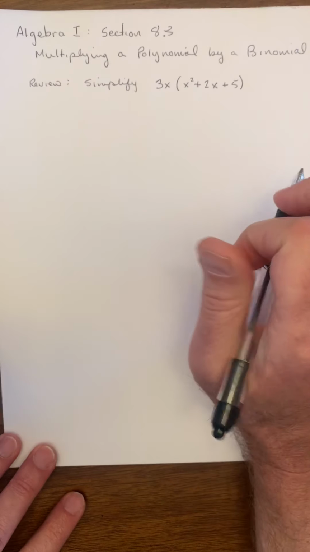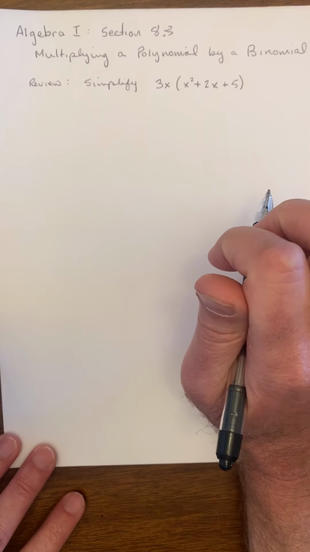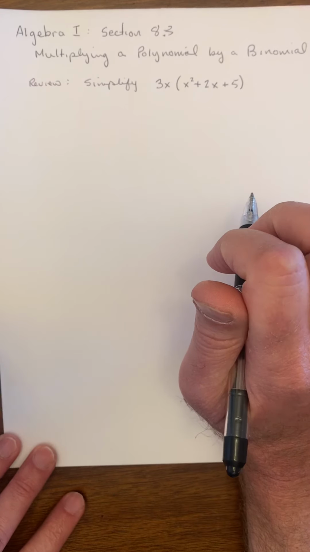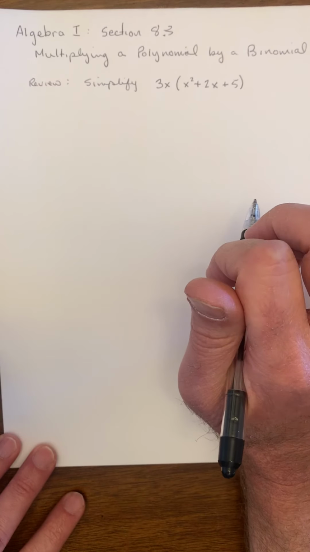Hello, Algebra students. This is Mr. Yetman speaking. Today we're going to learn section 8.3, which is called multiplying a polynomial by a binomial.